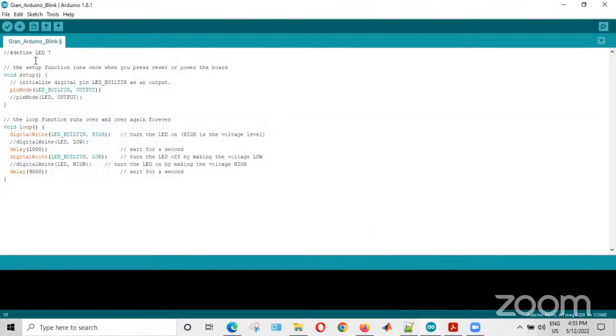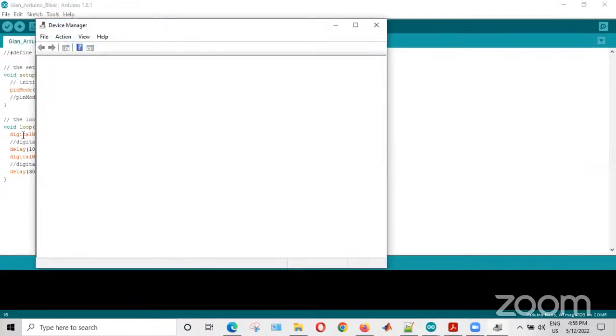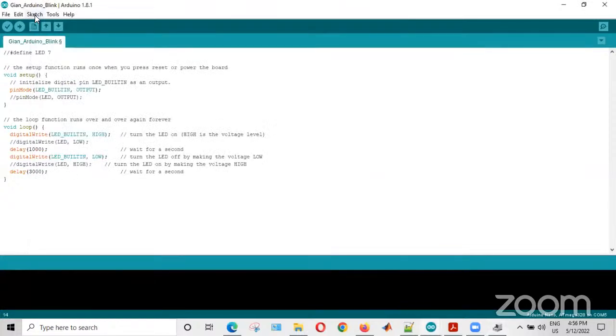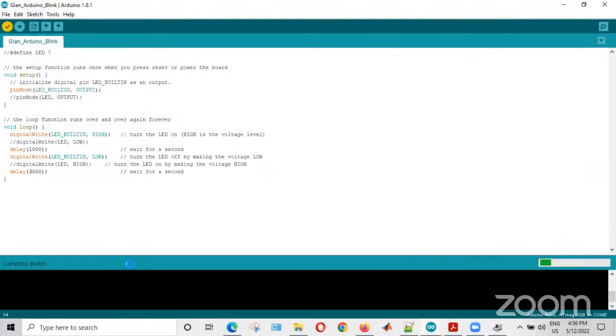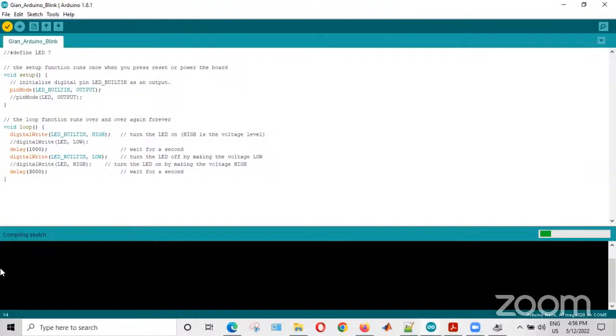Okay, so this Device Manager is running, and I can run this code. I can first of all compile this code, and I can write this code to Arduino. In Arduino IDE, the code is called a sketch. So this is a sketch. I am verifying or compiling this sketch. This is the area where it will give me all the compile time messages. It is compiling the sketch, and this progress bar can be seen.